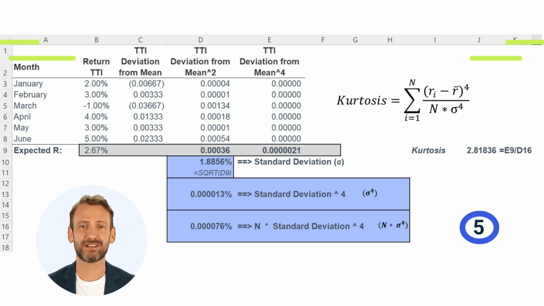Finally, we just need to divide the sum of the deviations raised to the fourth power, which is 0.00000021, by the denominator of 0.000076%. The result is 2.818, which is the kurtosis. In this case, we cannot verify the kurtosis calculation using Excel. The kurt command in Excel calculates excess kurtosis when evaluating a sample of the data. In these calculations, however, we have calculated the kurtosis itself, assuming we are evaluating the population and not a sample.